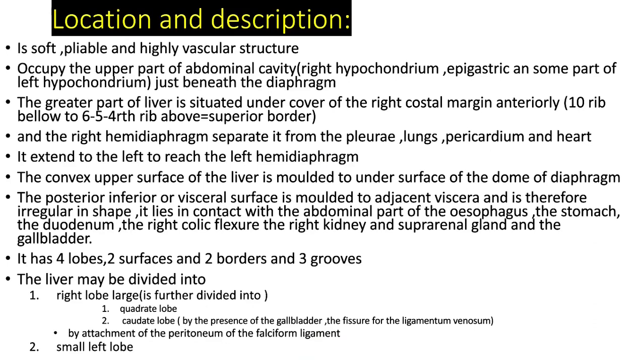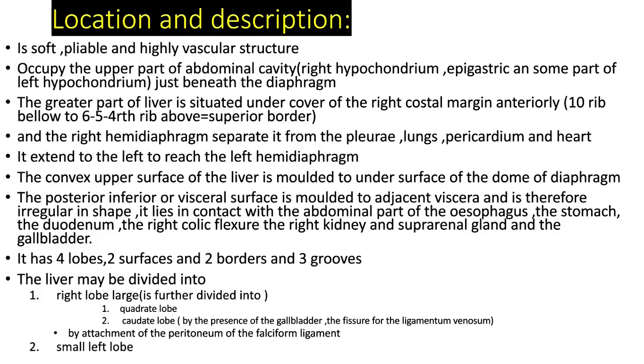So, the liver is a soft, pliable, and highly vascular tissue occupying the upper part of the abdominal cavity in the right hypochondrium, epigastric, and some part of the left hypochondrium, just beneath the diaphragm. The greater part of the liver is situated under the cover of the right costal margin, anteriorly the 10th rib. Below it is the 5th, 6th, and 4th rib above the superior border, and the right hemidiaphragm separates it from the pleura, lungs, pericardium, and heart on the upper superior side.